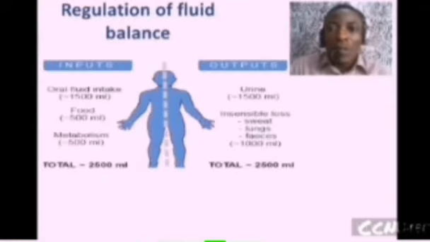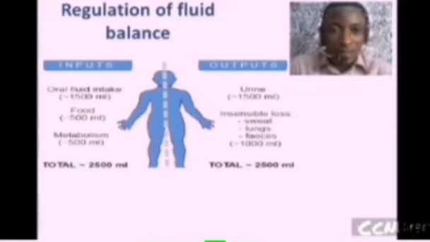Now, water gets into the body through fluid intake. When you take fluid, you are actually ingesting water into your body. So one of the primary ways through which water enters the body is by drinking it. Another way water gets into the body is by eating food, and then by food metabolism.